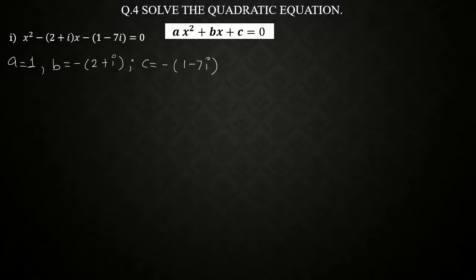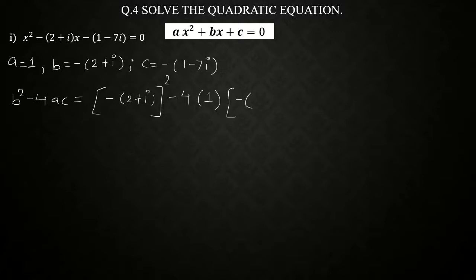So now we have to find the answer of b square minus 4ac. So let's continue. The value of b we have is minus of 2 plus i, the whole square, minus 4, the value of a we have as 1, and the value of c we have again minus of 1 minus 7i. So it's very important to use brackets properly. In the next step, the square of a negative number is positive, so the minus sign outside will go away, and we will get 2 plus i the whole square.